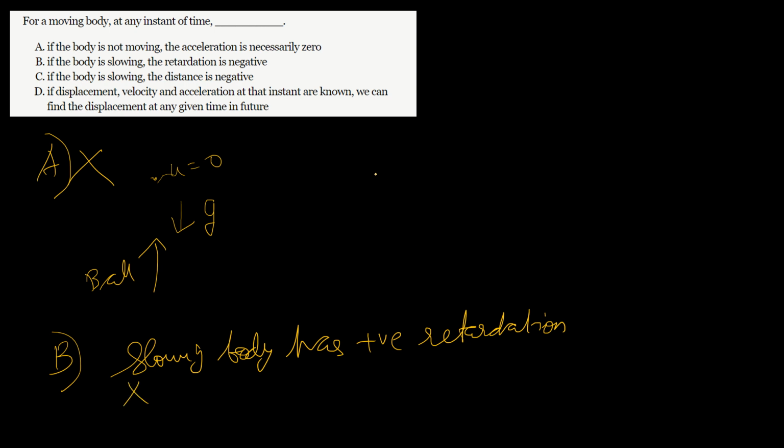Let's go for C. Distance traveled is always positive irrespective of its motion. Yesterday I explained the same point. I have told you displacement can be negative, 0 or positive, but in the case of distance, it's always positive. So you can write a point like this: distance traveled is always positive irrespective of its motion.